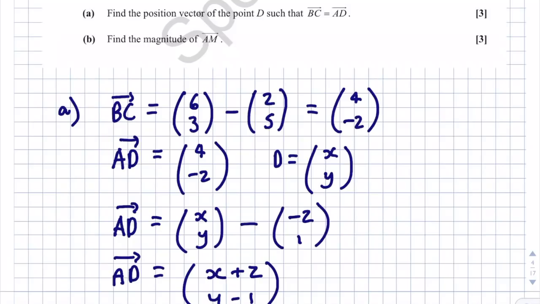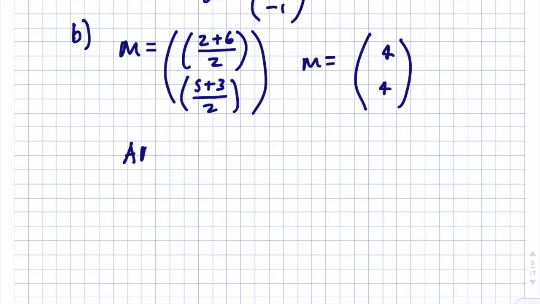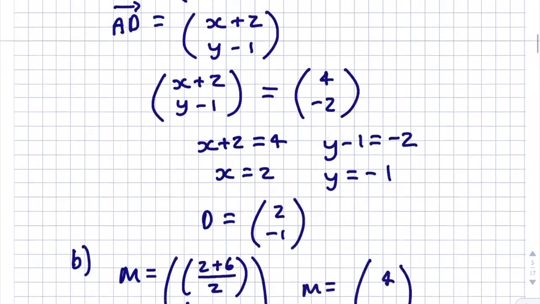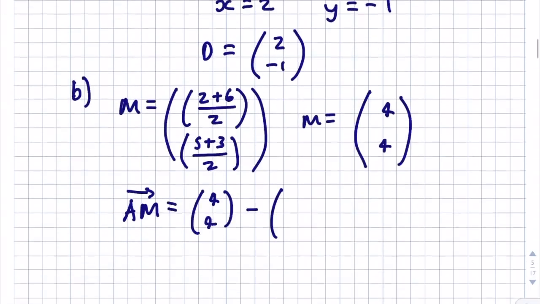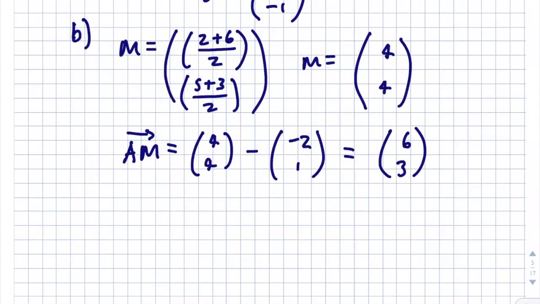So now what we can do is work out what the vector AM is. The vector AM is going to be equal to the position vector of M, which is (4, 4), minus the position vector of A, which is (-2, 1). Now that simplifies to (6, 3). Now we need to find the magnitude of the vector AM.